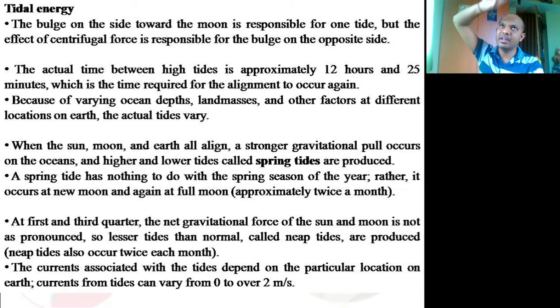And once it rises, obviously it has to move downwards, and that's what we call an ebb tide. This movement is what we are going to harness for electrical energy generation. Because of varying ocean depths, land masses and other factors at different locations on earth, the actual tides also vary. My dear friends, it is very complicated.